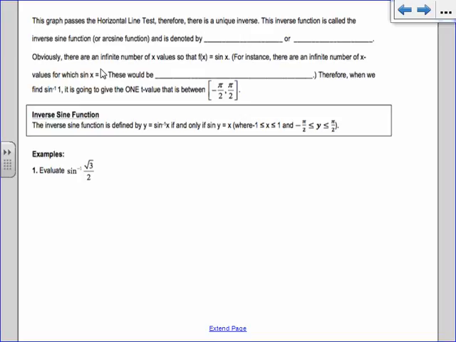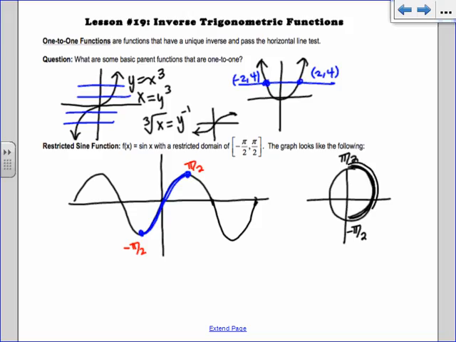So it says this graph passes the horizontal line test, therefore there's a unique inverse. This inverse function is called the inverse sine function, which is denoted by inverse sine of x, which you've seen in your calculator, or you might also see arc sine of x. Okay, that's just kind of an old notation, probably because typewriters couldn't do raised to the negative 1, so we did arc sine, right? But it makes sense when you think about the unit circle because it is just an arc of a circle.